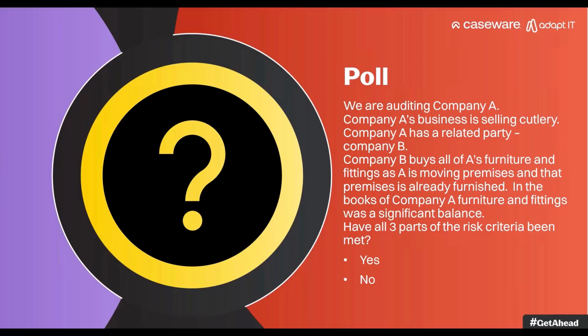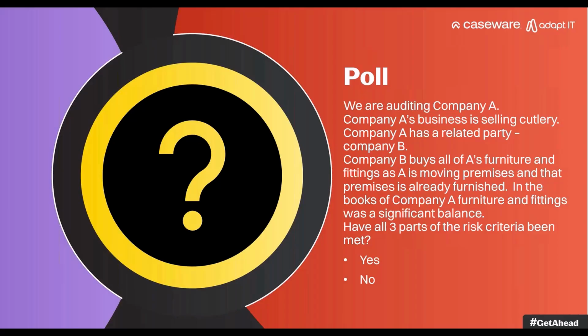Company B buys all of Company A's furniture and fittings because A is moving to new premises, and that premises is already fully furnished. So all the tables, all the chairs, all the furniture and fittings. They are taking their manufacturing equipment with them, things like that, but the furniture and fittings is being bought by Company B. Now, in the books of Company A, furniture and fittings was a significant or material balance.